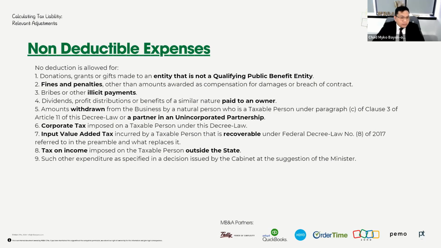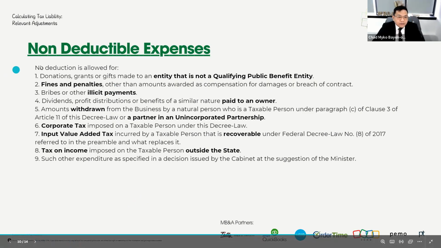So if there will be some adjustments or provision for the expenses or expenditures that are specified by the cabinet, they would be non-deductible expenses. So they will be providing a list of which are those other expenditures that shouldn't be deducted. Okay, so that's for non-deductible expenses.